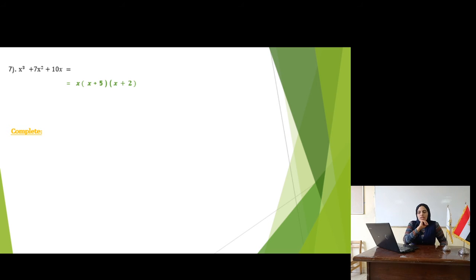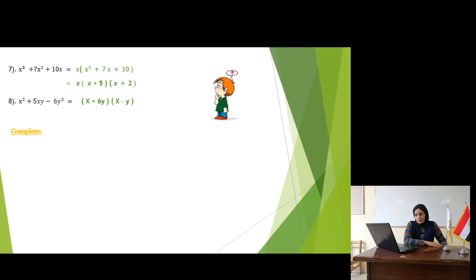The last exercise here is x power 2 plus 5xy minus 6y power 2. We will factorize x into x and x, 6y into 6 and y, because I search for two numbers, the product of them equals 6 and the difference between them is 5. Now we have another exercise which is complete.